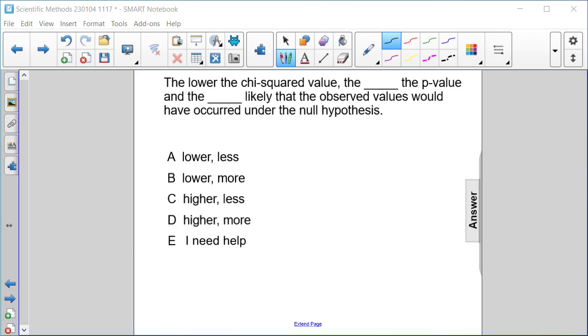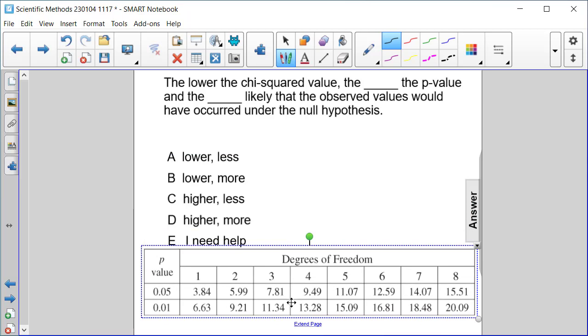The lower the chi-squared value, the lower or higher the p-value, and the more or less likely that the observed values would have occurred under the null hypothesis? So let's take a look here. Let's say for degrees of freedom 4, as we go from a value of greater to lower, our p-value increases. So the lower the chi-squared value, the higher the p-value. Now, is it more or less likely that the observed values would have occurred under the null hypothesis?